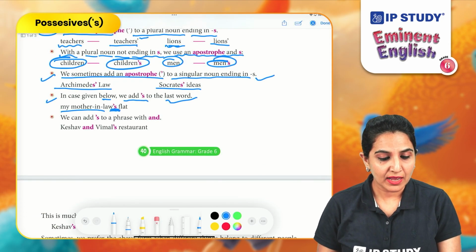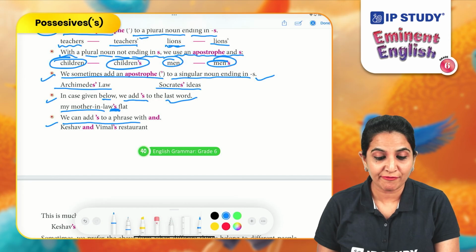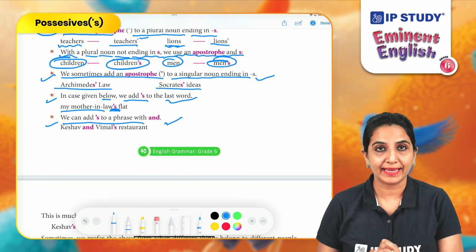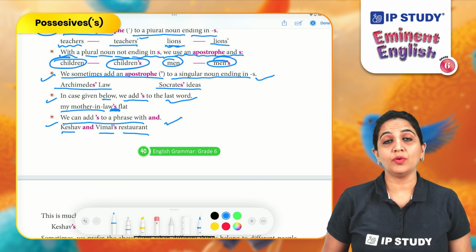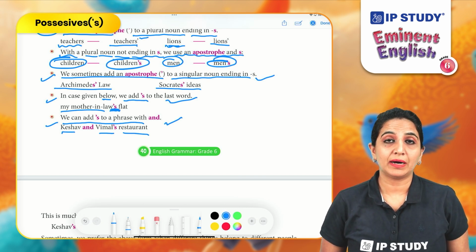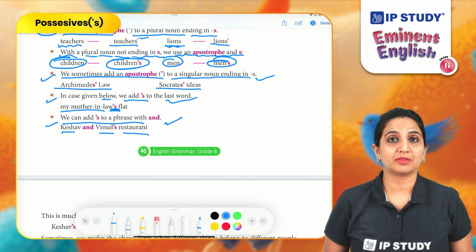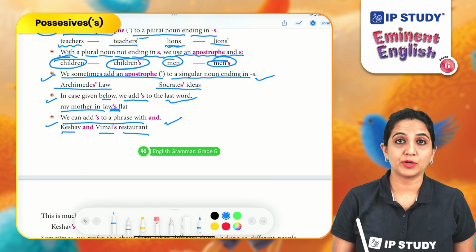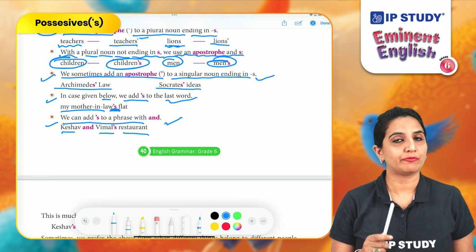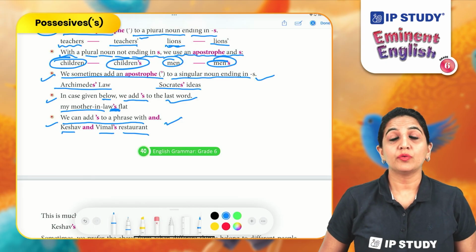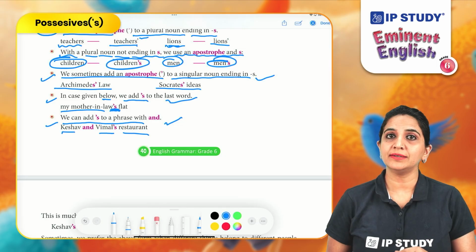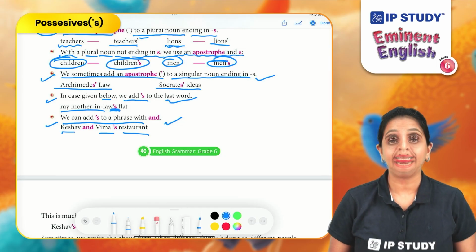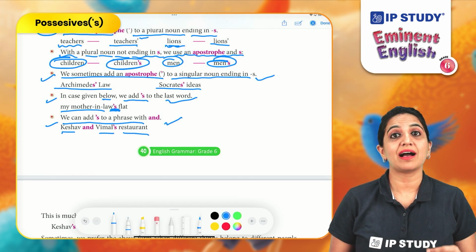We can add apostrophe and S to a phrase with and, like Keshav and Vimal's restaurant. So now, in this phrase, we are talking about the possession of the restaurant. Now, there is one restaurant which belongs to both Keshav and Vimal. In this scenario, we do not need to add apostrophe and S to both the nouns. So, we simply add an apostrophe and S just to the last word, which is after and.